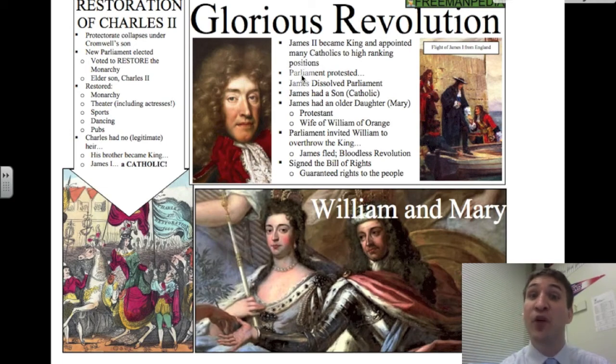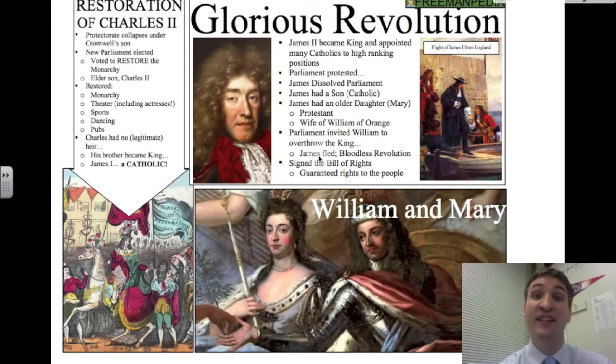The Parliament protests this. After all, many of them are Protestant. And James then dissolves Parliament as well. James, however, had a son who was Catholic and had an older daughter who was Protestant named Mary. And Mary was the wife of William of Orange. And Parliament did something very tricky. They invited William, the husband of Mary, to overthrow the King of England. And James has to flee from England, fearing for his life. And therefore, there is a bloodless revolution, aka the Glorious Revolution, because it's peaceful.